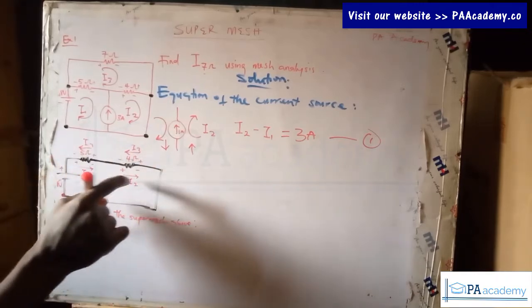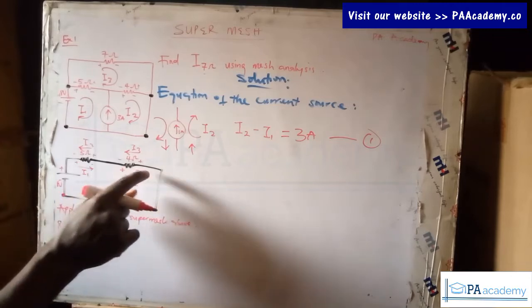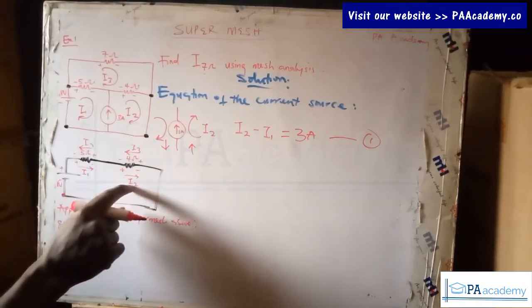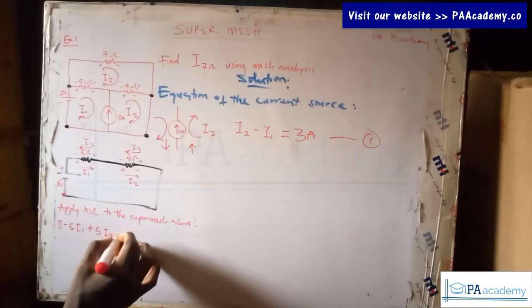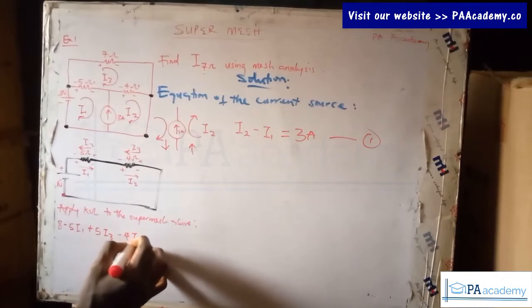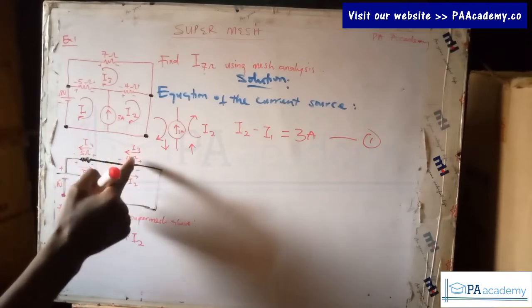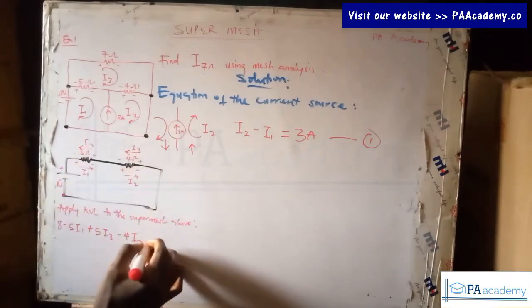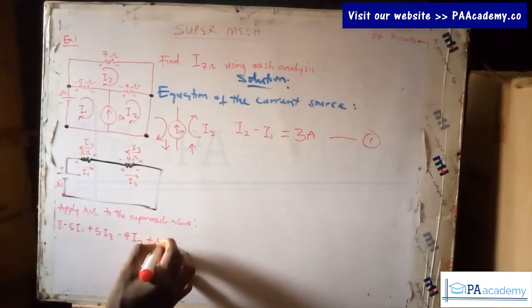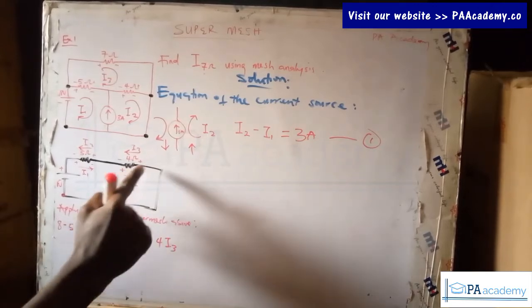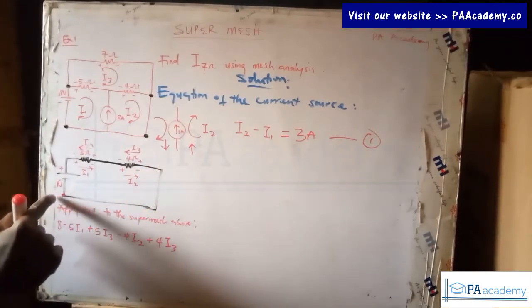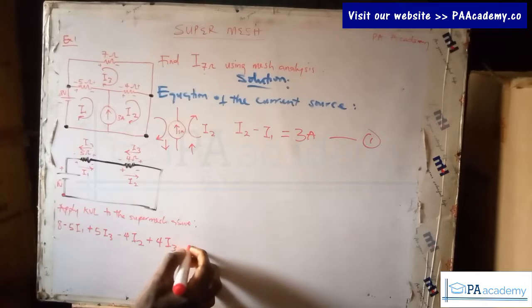So we are done with this. Now let's come here. This is from plus to minus, and due to current I2 through the 4 ohm resistor, that's going to be minus 4 I2. From negative to positive due to I3, that's going to be plus 4 I3. So there's nothing there again. We come back to where we started from, and that's going to give us equals to 0.